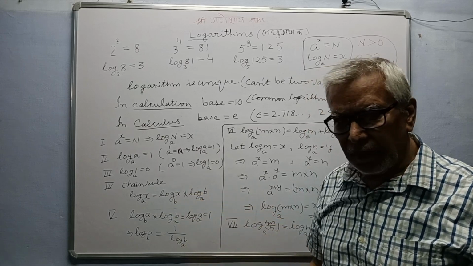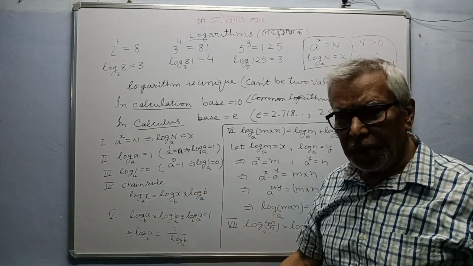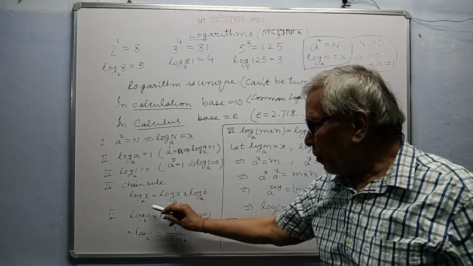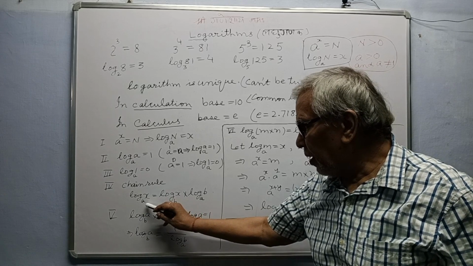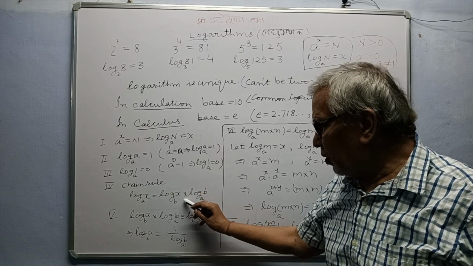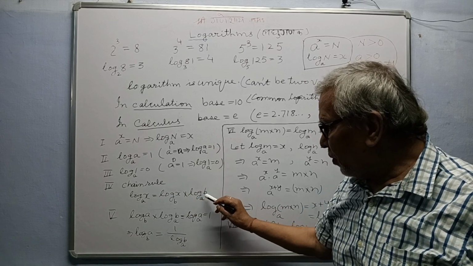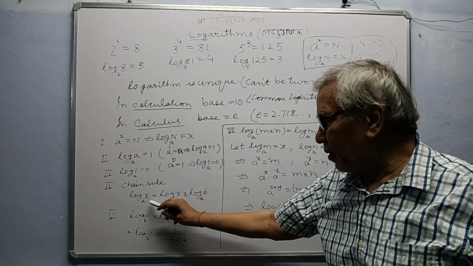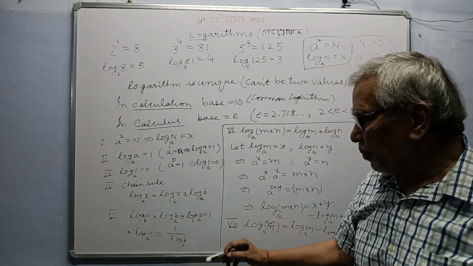Chain rule. Log x to the base a is equal to log x. We are changing here base. In place of a, we are writing b here. So log x to the base b multiplied by log b to the base a. This is chain rule.